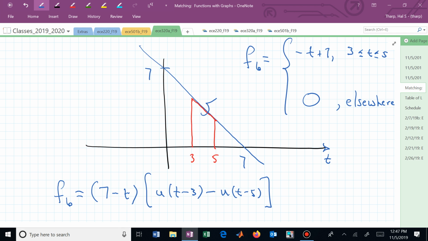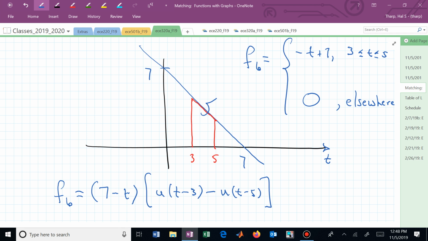We need to get comfortable. Pardon? Is it 7 minus t times, I was hoping it was 7 minus t times that entire square bracketed expression. That square bracketed expression is my switch. It's turning on and turning off. And the only place that it's non-zero, and when it's non-zero, it has a value of 1. Am I doing it wrong? Hope not.